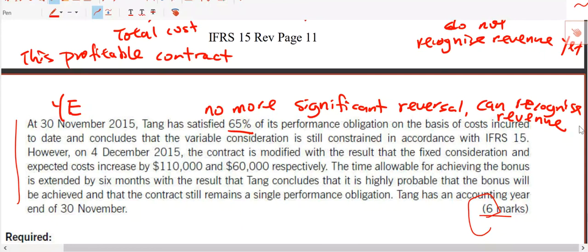Okay, one more time. At the year end, the company satisfied 65%, which we think there's no more significant reversal. It's quite confirmed already. They completed more than half already. On the basis of cost incurred to date, this is our input method. Conclude that the variable consideration, which is a bonus, is still constrained in accordance with IFRS 15. Bonus, there is no recognition.